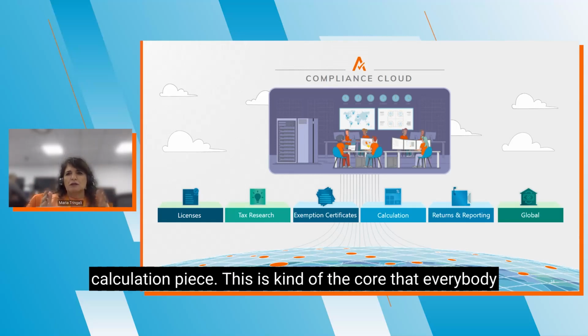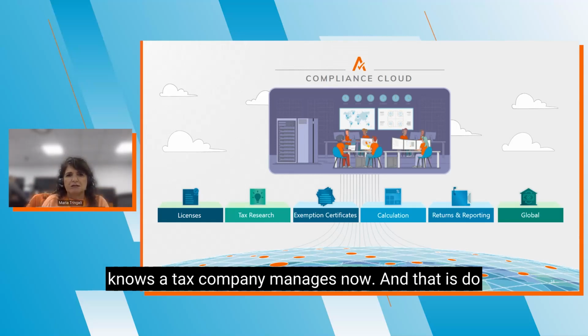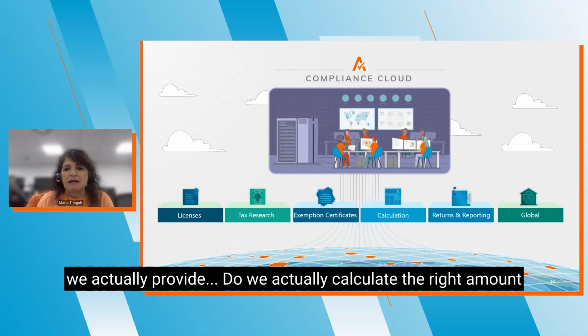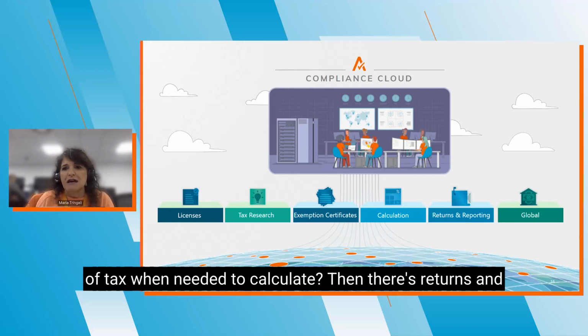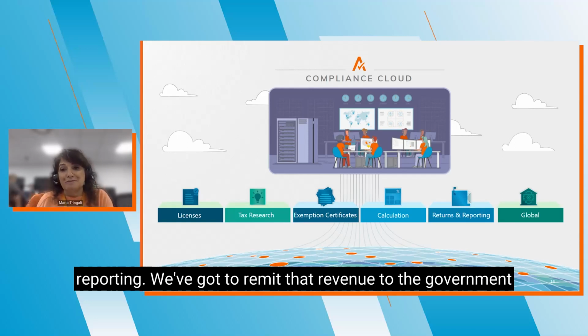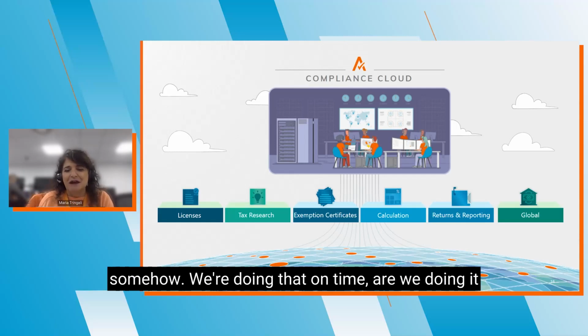Then there's a calculation piece. This is kind of the core that everybody knows a tax company manages now. And that is, do we actually calculate the right amount of tax when needed? Then there's returns and reporting. We've got to remit that revenue to the government somehow. Are we doing that on time? Are we doing it accurately?